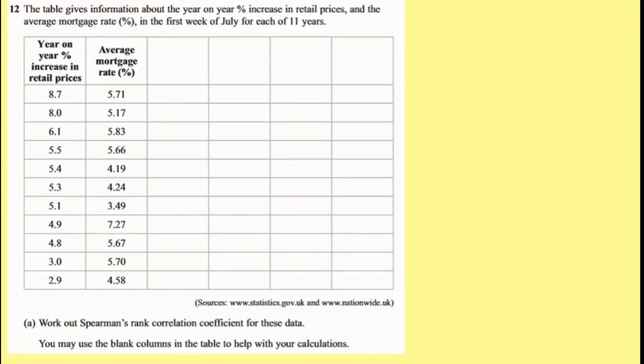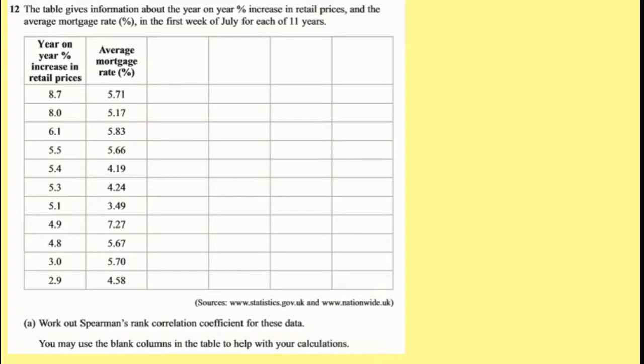Right, last one I'm going to do. The table gives information about the percentage increase in retail sale prices and the average mortgage rate percentage in the first week of July for 11 years. Work out the Spearman's rank coefficient of this data. You may use blank columns to help you.